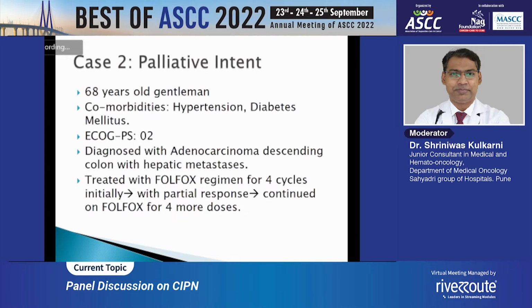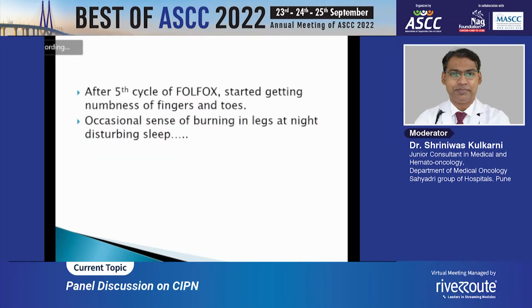Another case scenario, next slide please, in which the patient was treated with palliative intent: a 68-year-old gentleman with comorbidities of hypertension and diabetes, ECOG performance status of 2, diagnosed with adenocarcinoma of descending colon with hepatic metastasis. The patient was treated with FOLFOX regimen for 4 cycles initially, and after 4 cycles he showed partial response, so FOLFOX was continued for 4 more doses. But what happened in between? After the 5th cycle of FOLFOX, he started getting numbness of fingers and toes, with an occasional burning sensation at night, at times disturbing his sleep.